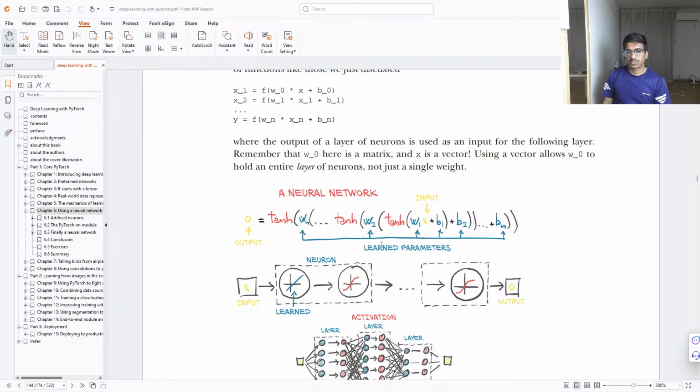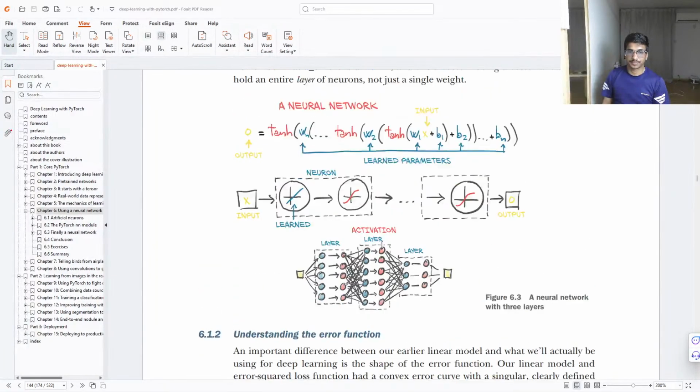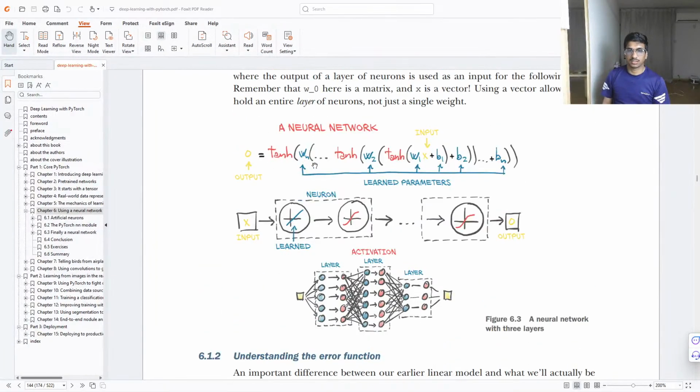Remember that W0 is a matrix and X is a vector. Using a vector allows W0 to hold an entire layer of neurons, not just a single weight. Okay. So X is equal to Ln activation.